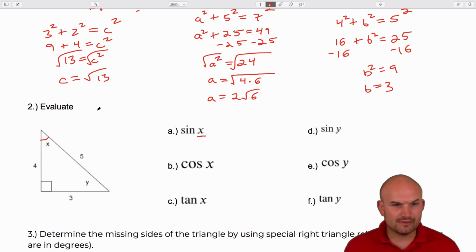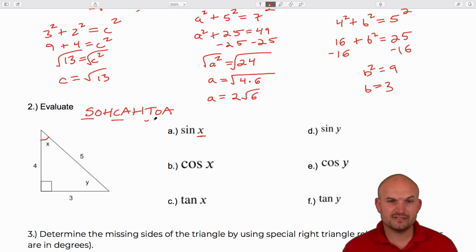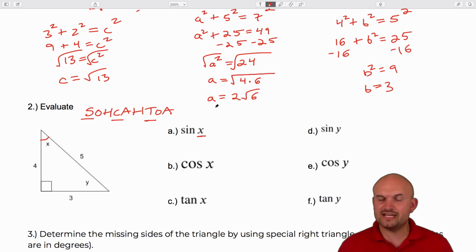So, another easy way to remember this is SOHCAHTOA, which basically means sine is opposite over hypotenuse, cosine is adjacent over hypotenuse, and tangent is opposite over adjacent. But again, what does the opposite over hypotenuse mean? Again, it's just a comparison.